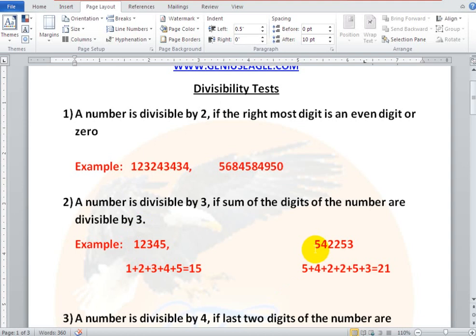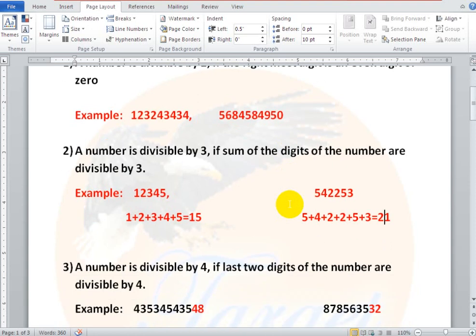You can consider this example also. In this case, the number is 542253, and if you sum the digits of this number, the sum will be equal to 21, and you know 21 is also divisible by 3, so this complete number will be divisible by 3.